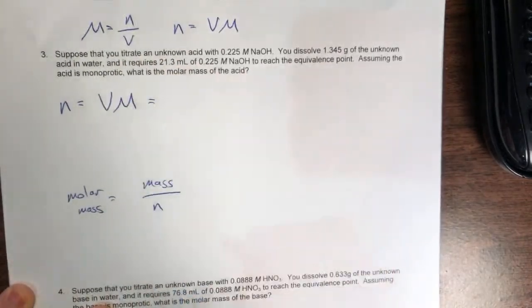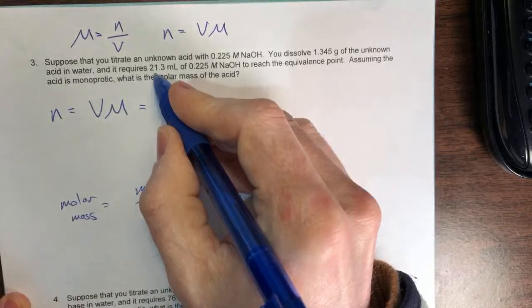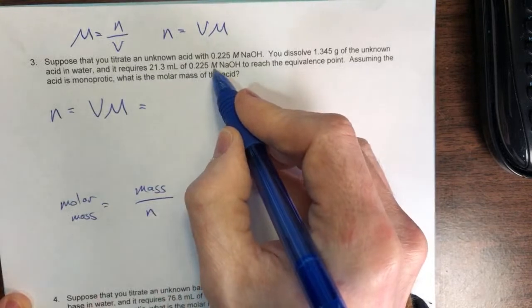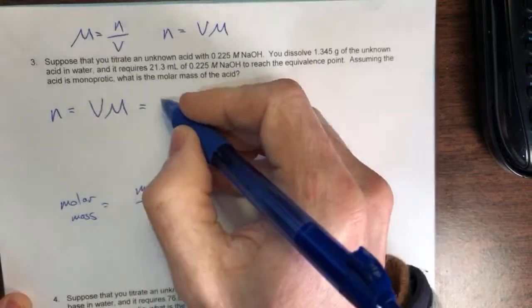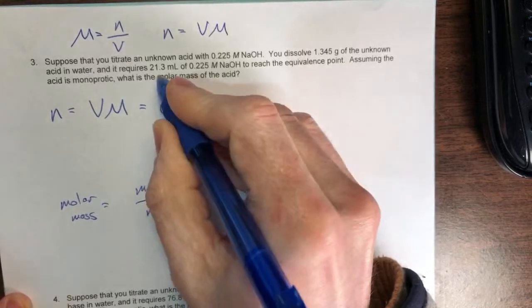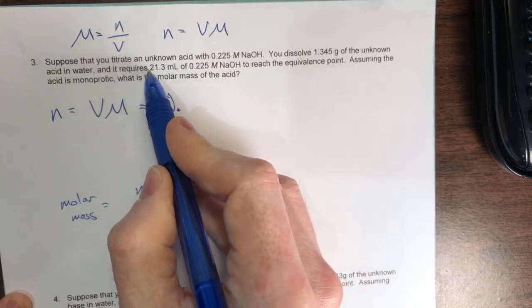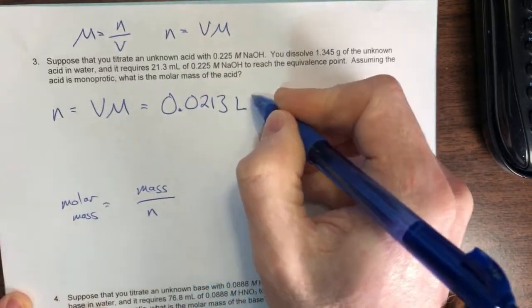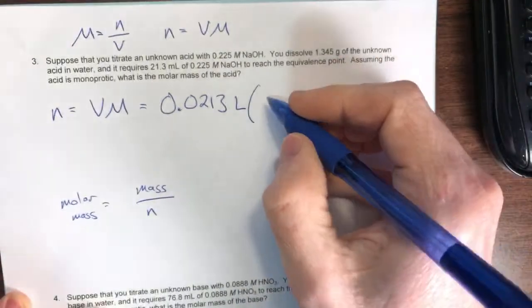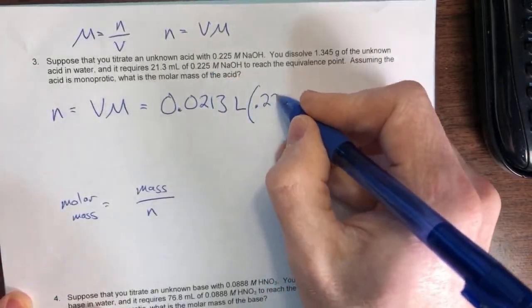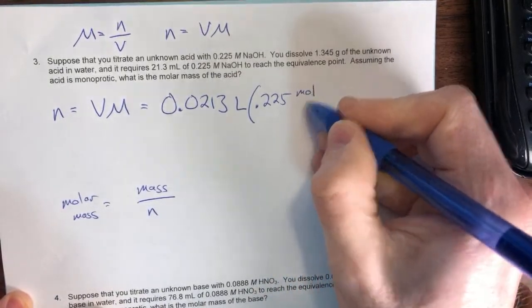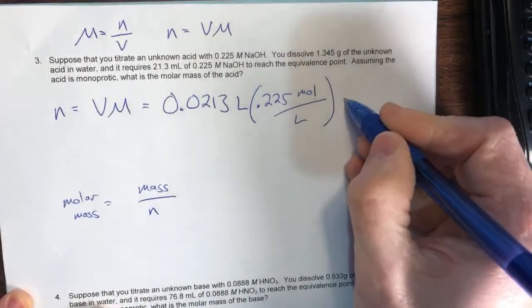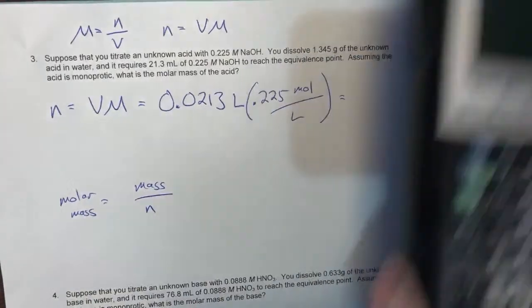So let's do this calculation. The volume must be in liters. So we have 21.3 milliliters. The volume must be in liters because these here are moles per liter. So we're going to convert that to liters right away by moving that decimal point 3 spots to the left. 1, 2, 3. So it's going to be 0.0213 liters. Our molarity is going to be 0.225 moles per liter. Notice that our liters over liters are going to cancel out, and we're going to be left with moles as our answer for that.